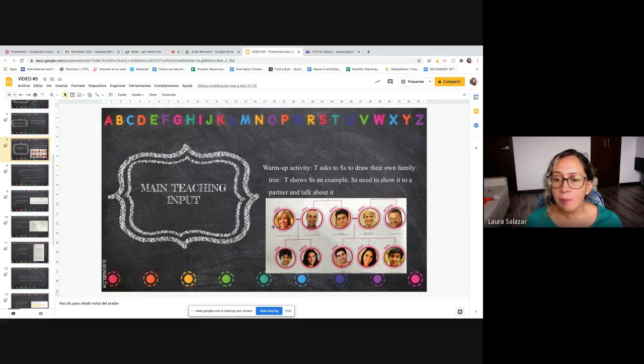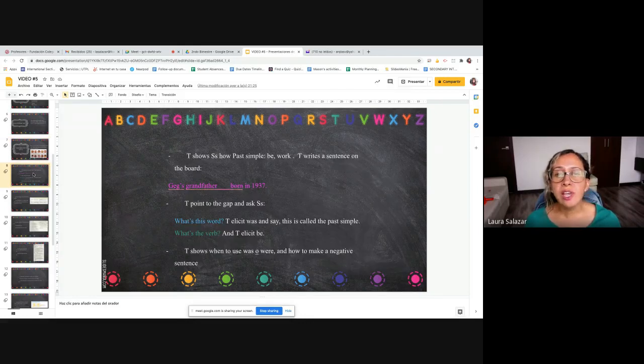So the example that the teacher will show the students will be this. She's going to put the names. In this case, she put a photo of her family, but students don't need to put a photo because they are not going to have it. They can do a family tree just putting the names of their families and the lines that connect each person. So when students finish, they need to show it to a partner and talk about their family tree.